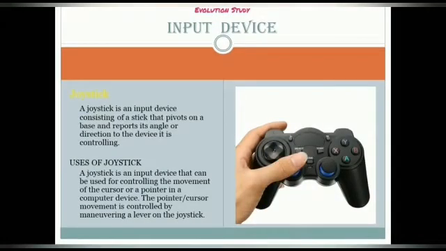Joystick. A joystick is an input device consisting of a stick that pivots on a base and reports its angle or direction to the device it is controlling. A joystick is an input device that can be used for controlling the movement of the cursor or a pointer in a computer device. The pointer or the cursor movement is controlled by maneuvering a lever on the joystick.